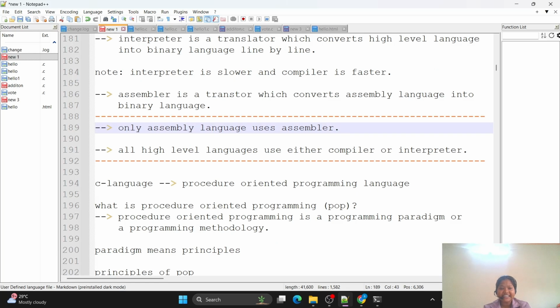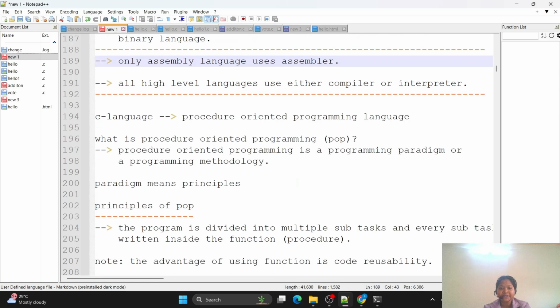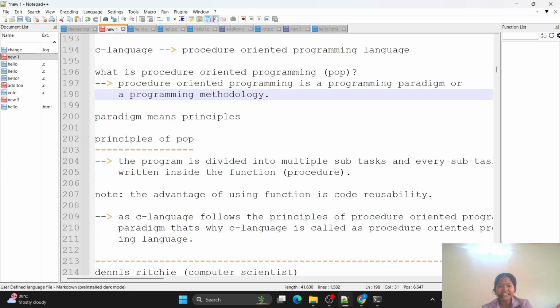C language is a procedure oriented programming language. Okay, so what do you mean by procedure oriented programming language? Procedure oriented programming is a programming paradigm or programming methodology. Here the main focus of the program is on the procedures or functions. Most of the events are done by functions. Paradigm means what? Principle. The principle of procedure oriented programming language.